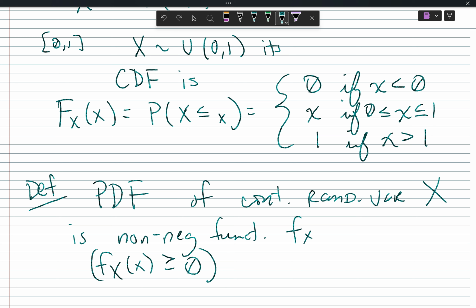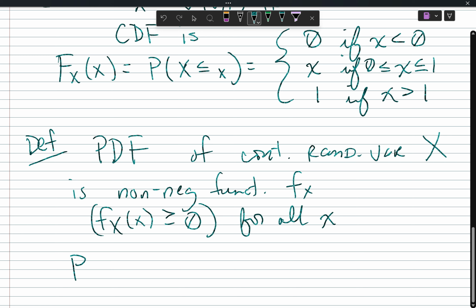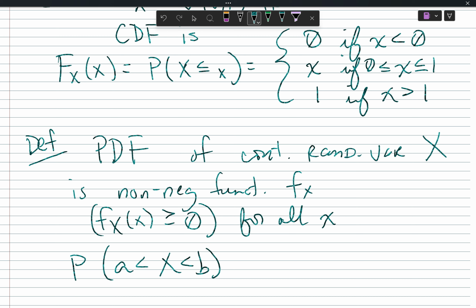For all x, with the property that the probability that the random variable X is between A and B equals the area under it and above the interval A to B. So, with the property that this probability that the random variable is between A and B equals the area under it and above the interval from A to B.